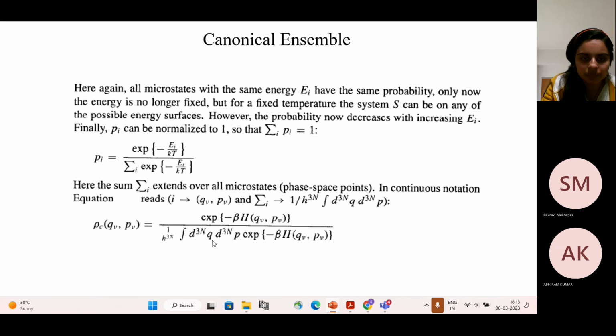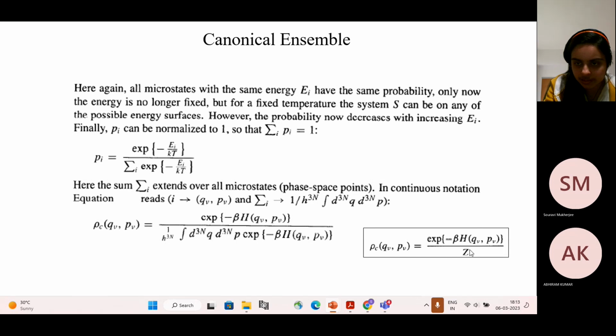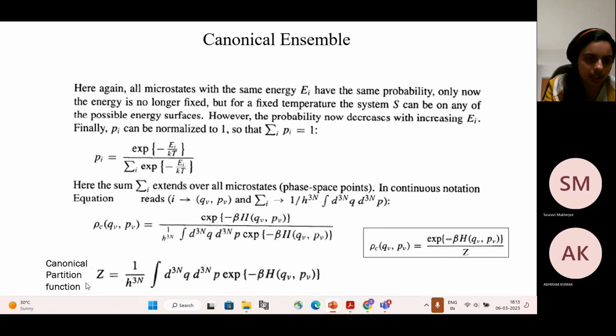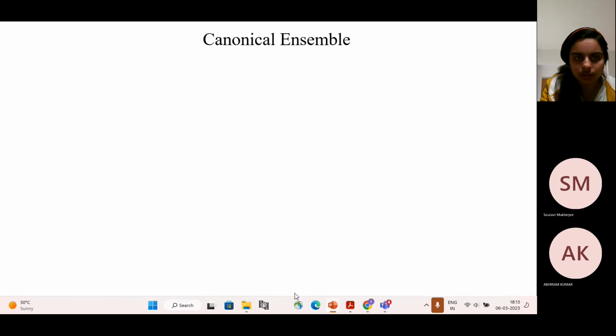Here you can now see that the denominator has a very significant implication. This denominator is denoted as Z, and it is called the canonical partition function. We will see how, by just calculating the partition function, we can derive the different thermodynamic quantities. This is written here in terms of the continuous notation, where H is the Hamiltonian.